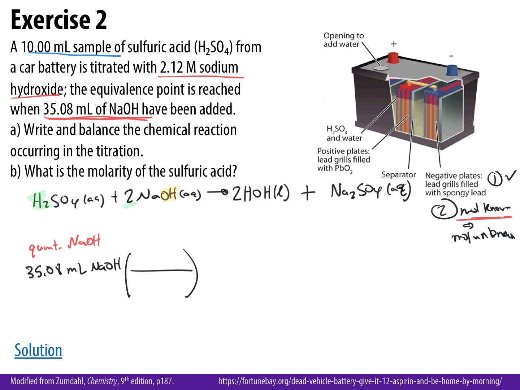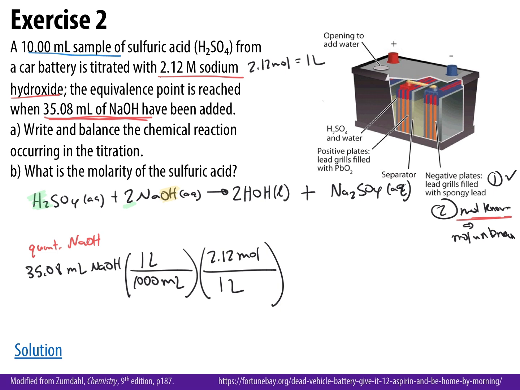Then milliliters needs to get converted to base SI units, so times 1 liter divided by 1,000 milliliters. Now I'm in liters of NaOH. Then to convert from liters to moles, I use the molarity as my conversion factor. So what 2.12 molarity means is 2.12 moles is equal to 1 liter for this substance. So times 2.12 moles for every 1 liter. I had liters on the top, so I need to put it on the bottom in my conversion factor.